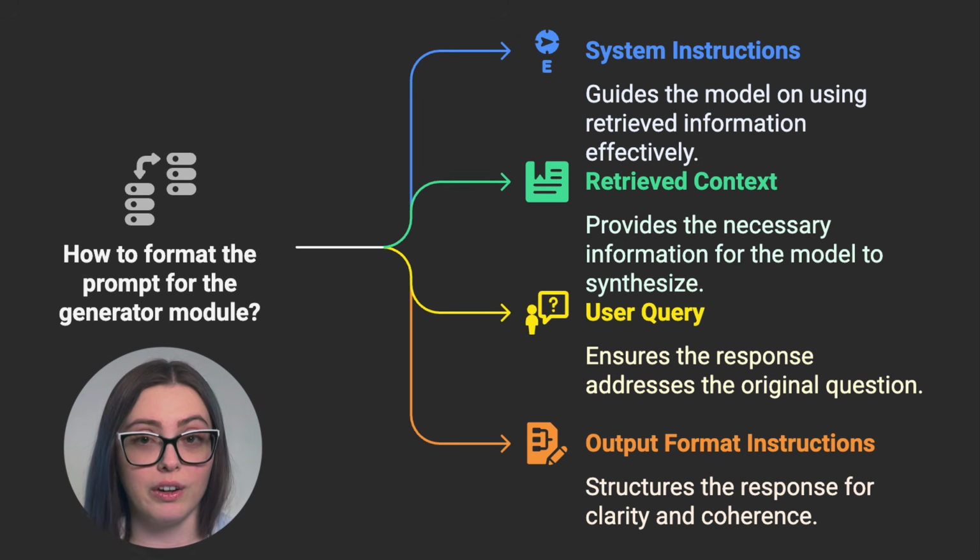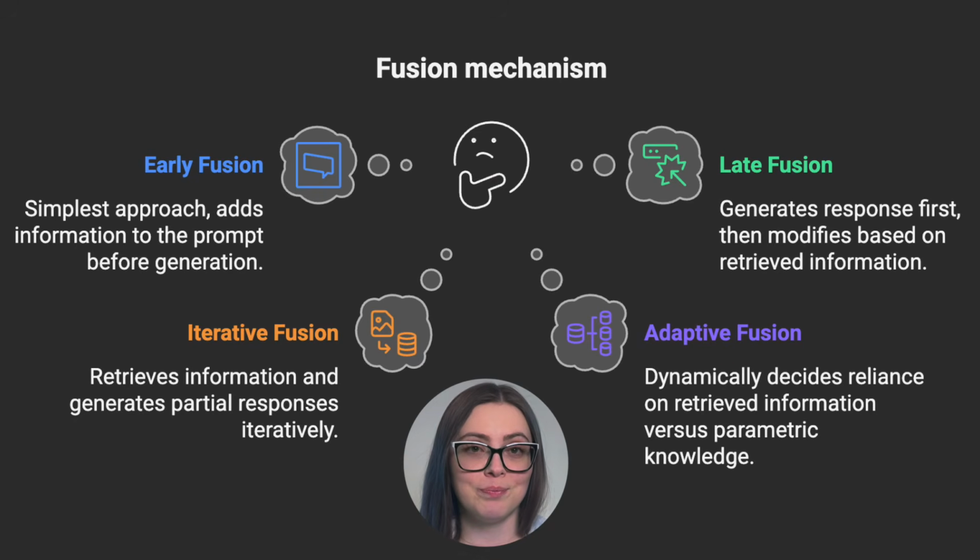It includes user query, which is the original question or instruction, and output format instructions, indicating how the response should be structured. The generator needs to understand which parts of the retrieved context are relevant and how to incorporate them into a coherent response. The fusion mechanism is how the retrieved information is integrated in the generation process. There are several approaches. One of them is early fusion. It's when the retrieved information is added to the prompt before generation begins.